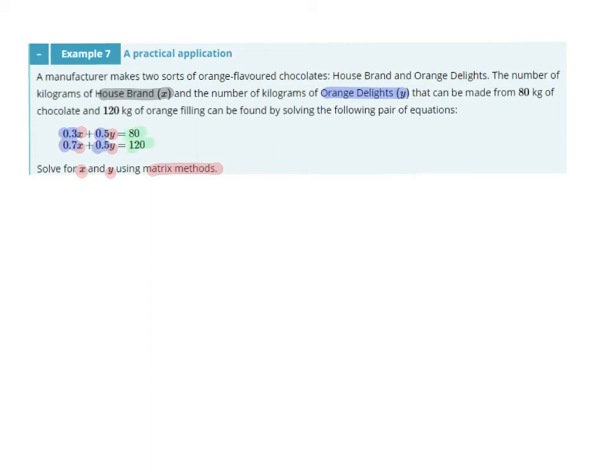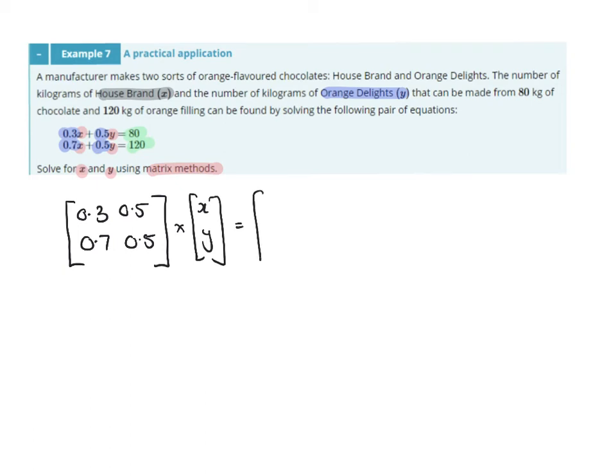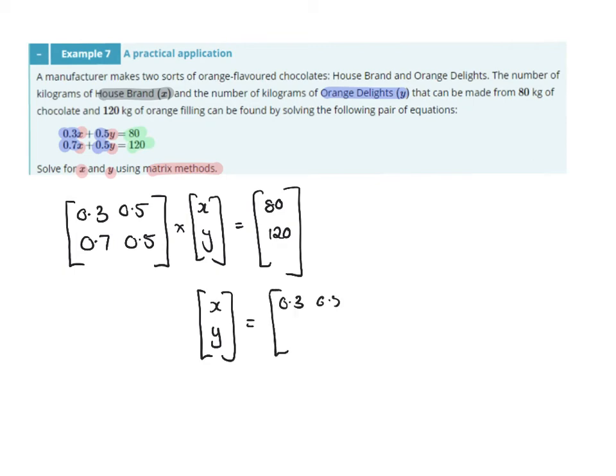So here we go. We've got 2 equations. So we'd set up a 2 by 2. So 0.3, 0.5, 0.7, 0.5. I'd times it by x and y, and it equals 80 and 120. Now, if I'm writing how I solve it, I'm just going to write x, y equals, and I'll write this inverse out, power of -1.